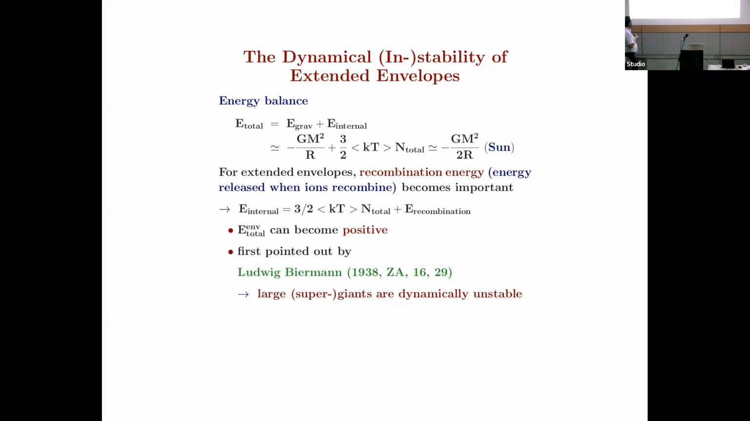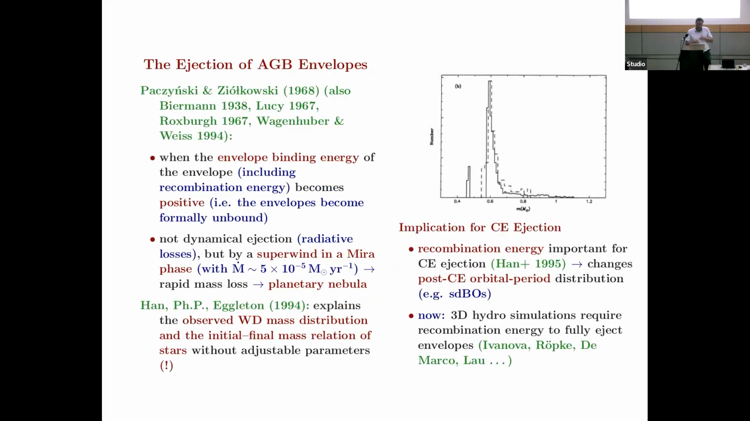This is a fairly trivial point, which was actually already pointed out by Ludwig Biermann in 1938. And he concluded from that, if you take very large stars with extended envelopes, they're not stable, they're dynamically unstable and should lose their envelopes. This idea was picked up by Bogdan Paczynski in 1968. And I mean, he was really one of the masters developing stellar evolution theory. And he was arguing, well, perhaps stars like the giants the sun will become lose the envelopes when the binding energy becomes zero.